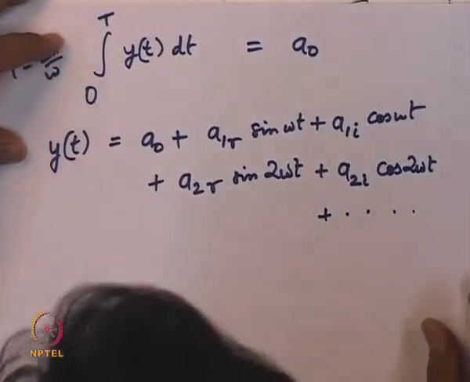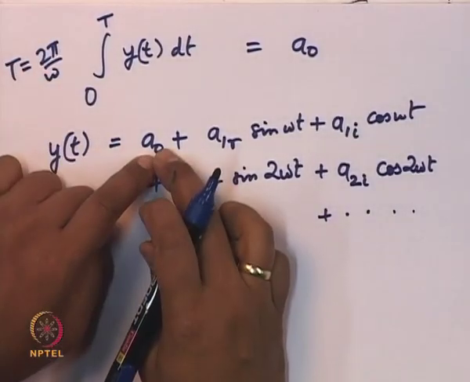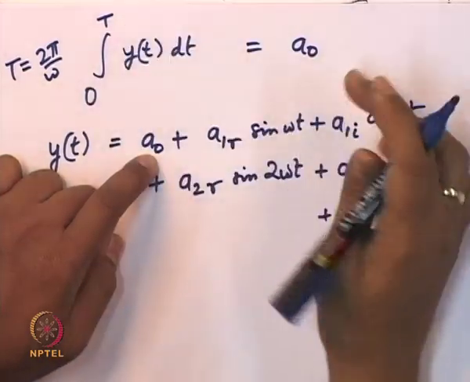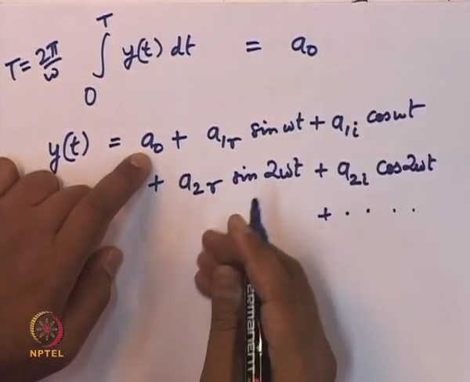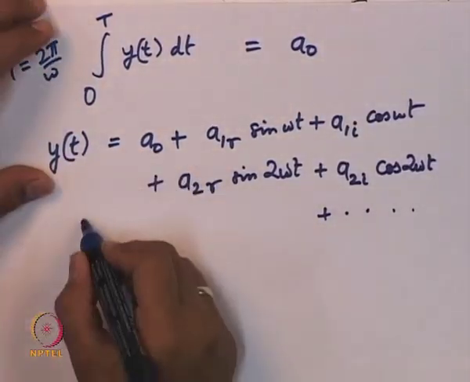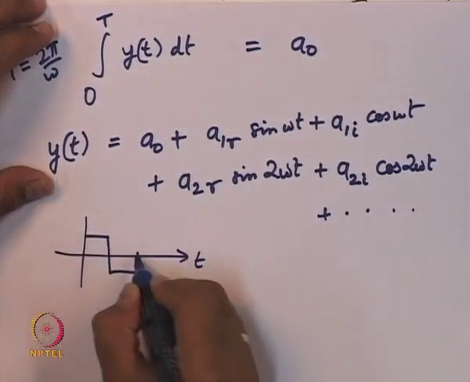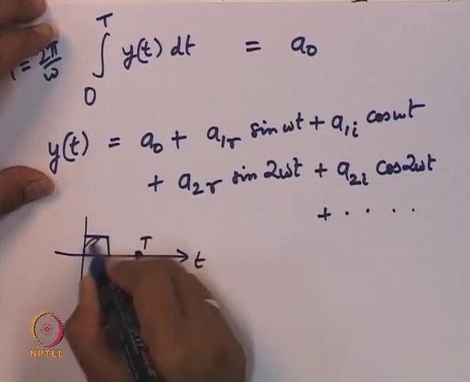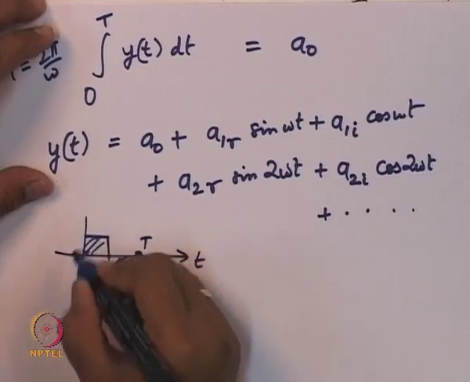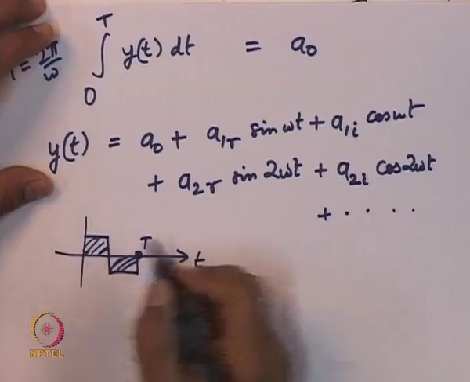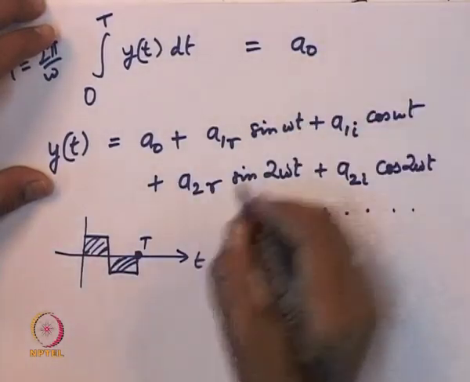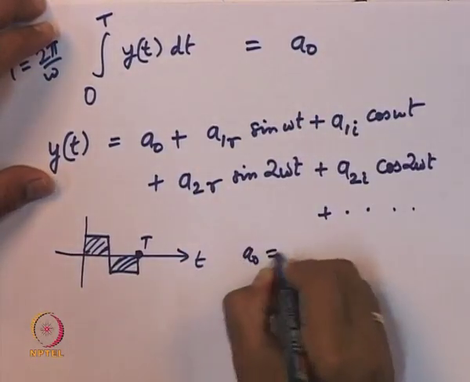Now we are interested in finding a0. To find a0, one has to just integrate y of t from 0 to T over one period. Over one period the DC term adds up to 0. So a0 equals 0.